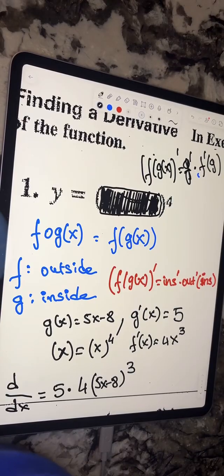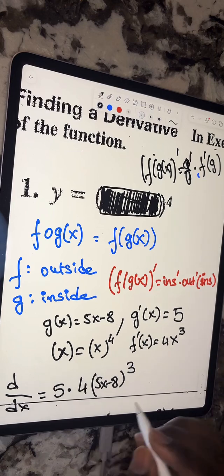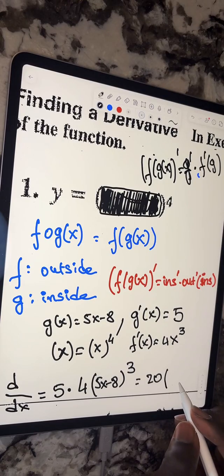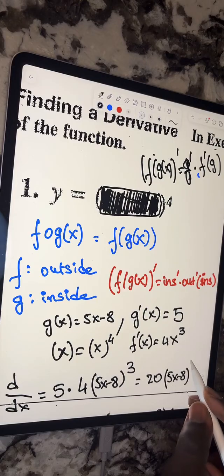Are we all on the same page, guys? Antiderivative, next time. Primitive, next time. So now we do 5 times 4, that's 20. So that'll be 20 times 5x minus 8 to the power of 3.